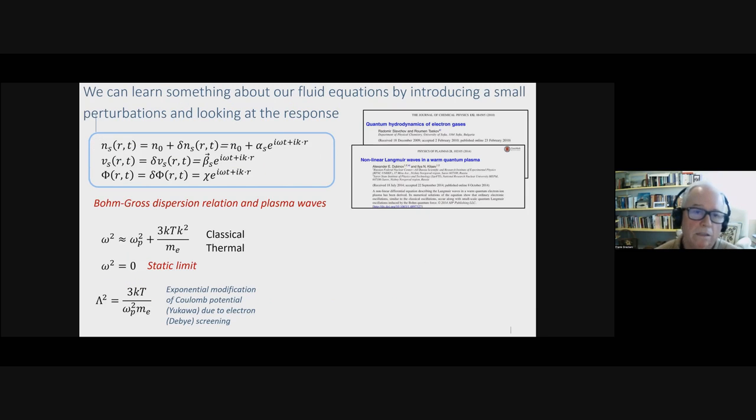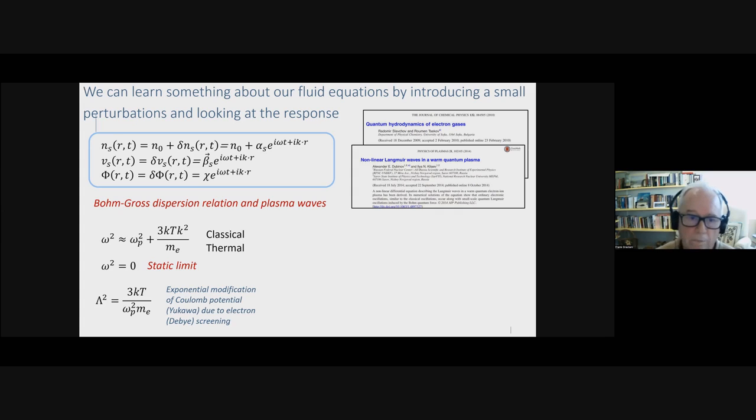Let me just say that you can look at the properties of these plasmas by linearizing them and looking at small perturbations and looking at the response. So if we take the ion equation that I just wrote down and perturb that and look at the response function, we in fact get a dispersion relation. And in the static limit where omega squared is 0, you get the classical Yukawa screening, due to the ions being screened by the electron cloud.